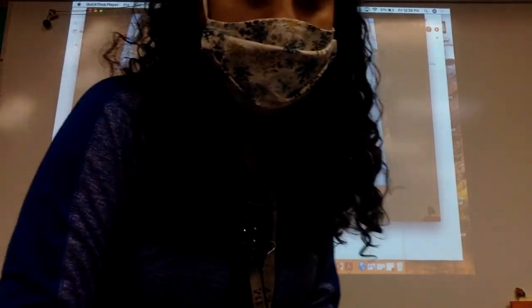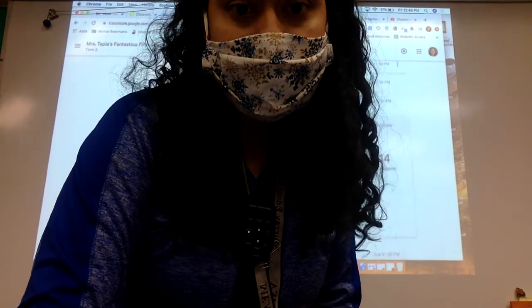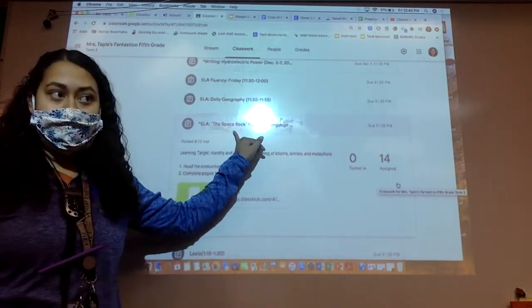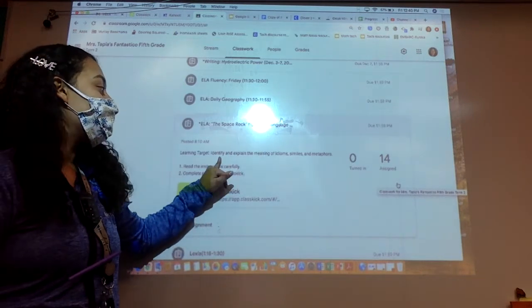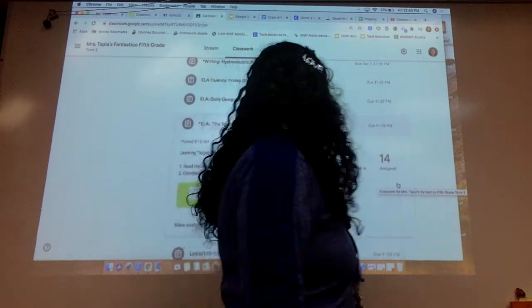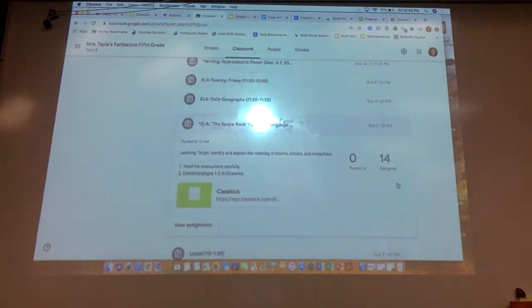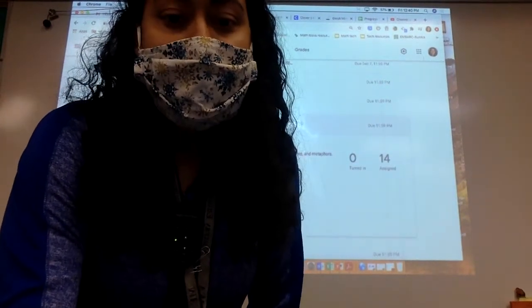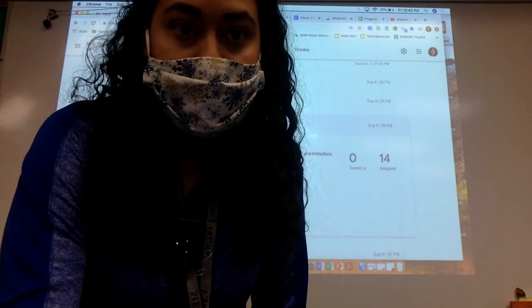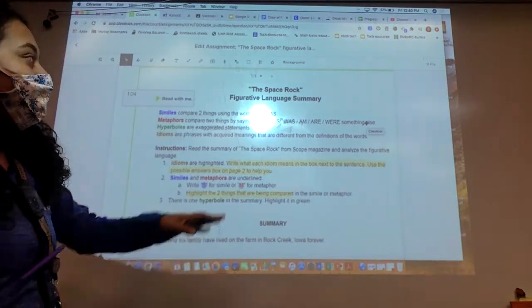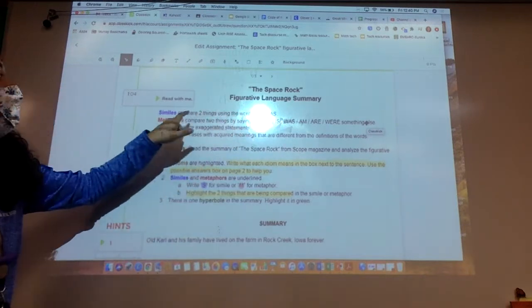All right, we are on ELA figurative language. Our learning target, using the Space Rock play that we read, is to identify and explain the meaning of idioms, similes, and metaphors. Okay? On the Classkick assignment, we're going to read the instructions and then complete pages 1 through 2. The Space Rock figurative language summary.